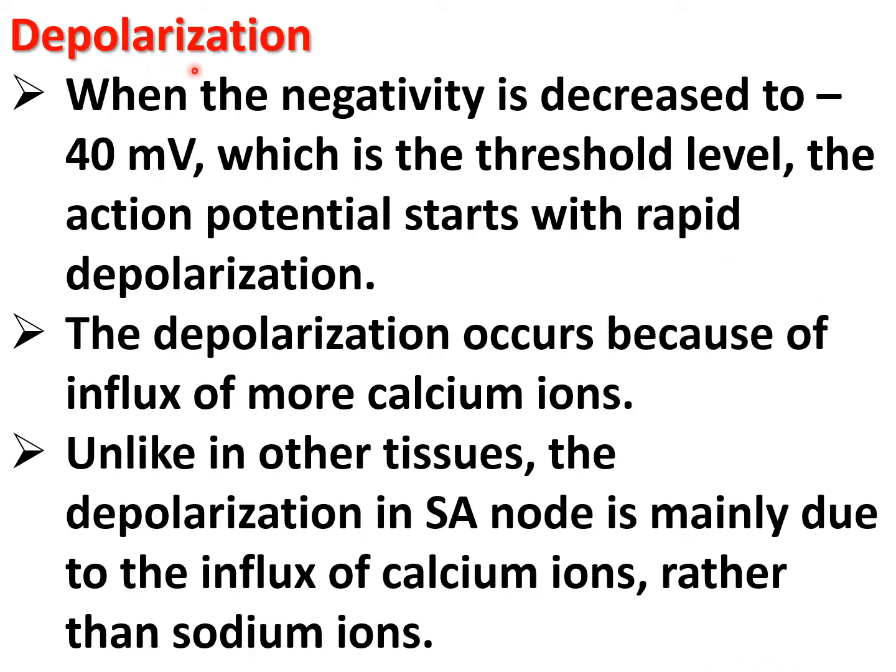Then, depolarization. When the negativity is decreased to -40 millivolt, which is the threshold level, the action potential starts with rapid depolarization. The depolarization occurs because of the influx of more calcium ions. Unlike in other tissue, the depolarization in the SA node is mainly due to influx of calcium ions rather than sodium ions.